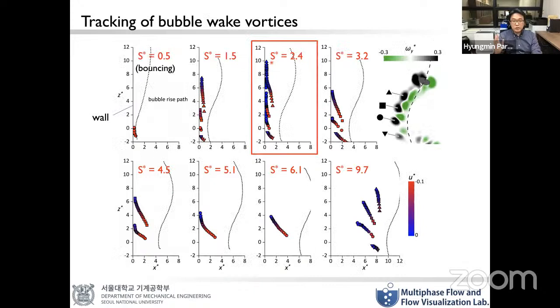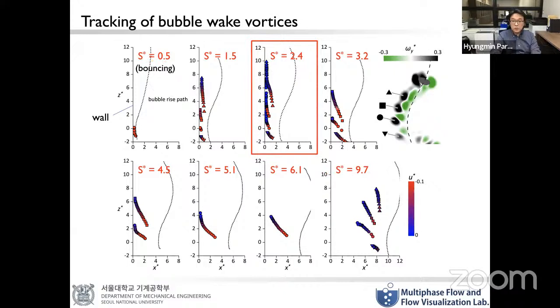As you saw, when the vortex structure actually attacked the wall, we got the heat transfer enhancement. So the key was how this vortex structure from the bubble wake interacts with the wall. We tried to track each vortex structure emanating from the bubble, and here each symbol, triangles, circles, and squares, denotes each vortex pair, and their trajectory is shown for each bubble-wall distance S star, from the smallest one to the largest one.